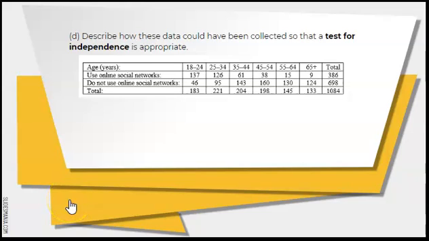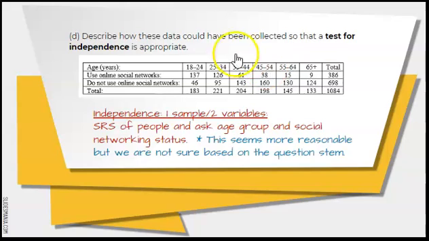Then D, how could the data have been collected so that a test for independence is appropriate? So independence, remember, is one population but two variables. Well, there's really only one way to do this. You would take a simple random sample of people and ask them two questions, age group and social networking status. Now, which design did they use? We don't know, but this seems more reasonable, though we're not sure based on the question stem. They don't tell us. But this seems like the most reasonable.